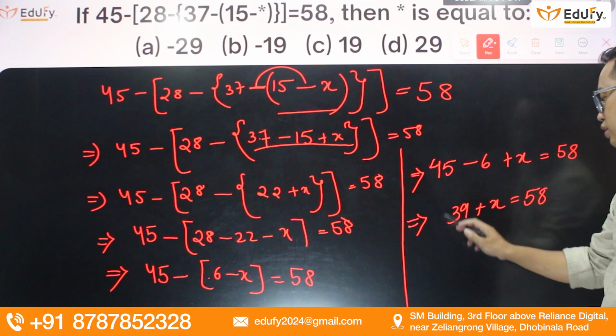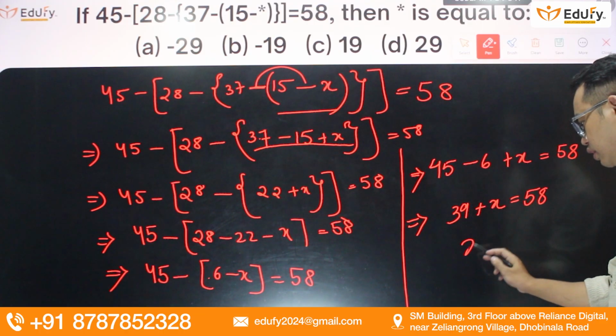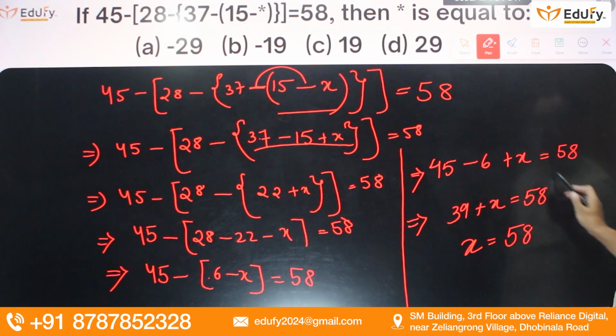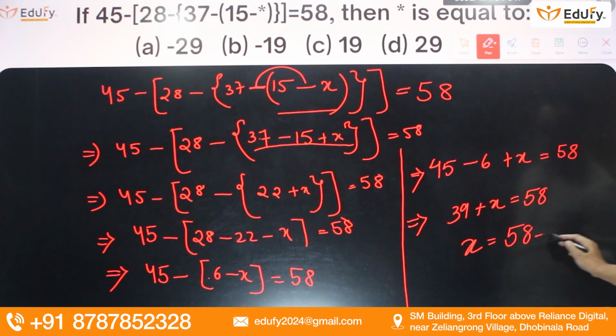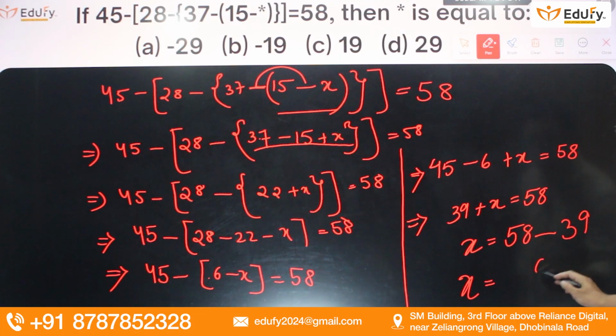Then again, now this is your only number, this is a variable, so I'll shift the number to this side. So x is equal to 58. Now whenever you're shifting numbers, the signs change. This is plus 39, so if I shift it here, it will become minus 39 here. Okay, so x will be equal to, now if I subtract this, I'm getting here 9, I'm getting here 1, 19. So your value of x here is 19.